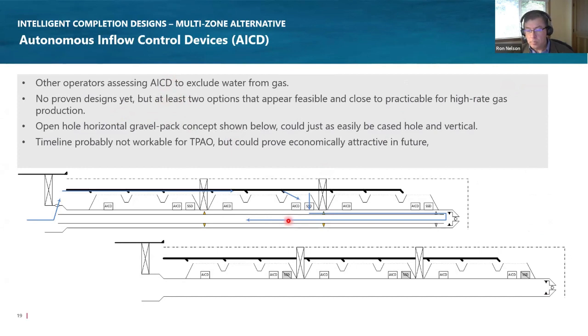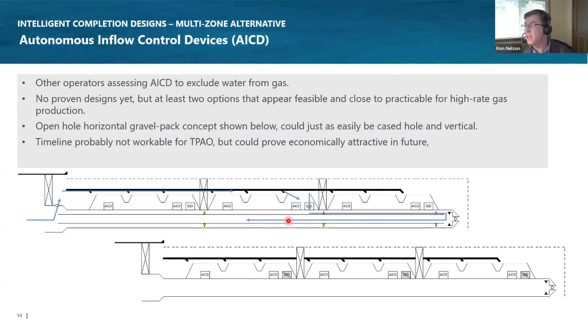There are no AICDs that are yet proven to be able to isolate water from gas, but there are two on the market right now that look like they're really, really close. Like, with some additional work could be made to work in this application. And I know of at least one operator who's actually going to partner with one of these two companies probably in the next few months to further develop this technology. This is drawn as an open hole horizontal gravel pack because that's how their wells are configured.